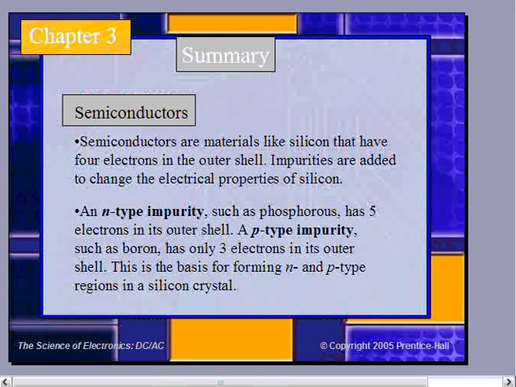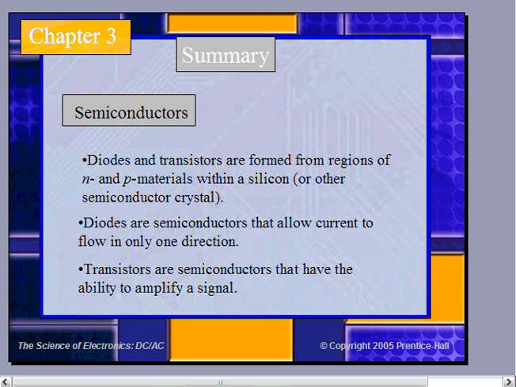A P-type impurity, such as boron, has only 3 electrons in its outer shell. This is the basis for forming N and P-type regions in a silicon crystal. Diodes and transistors are formed from regions of N and P materials within a silicon or other semiconductor crystal.